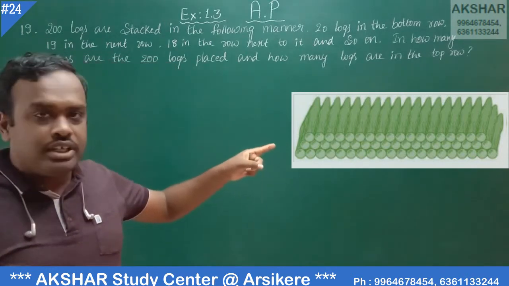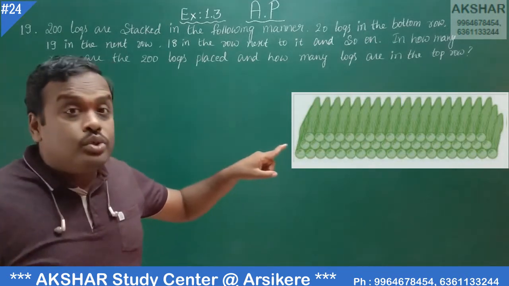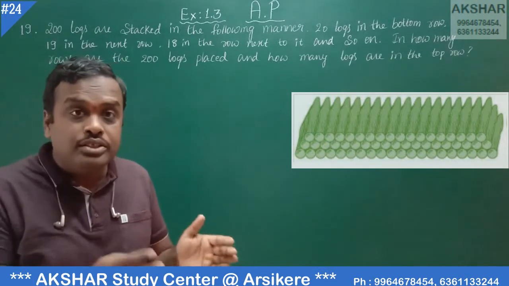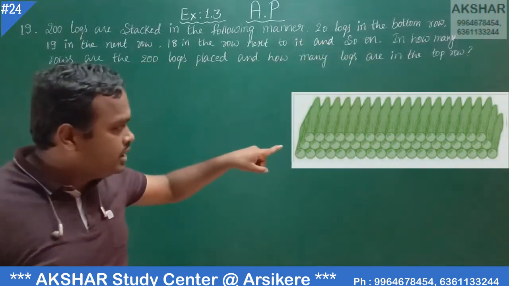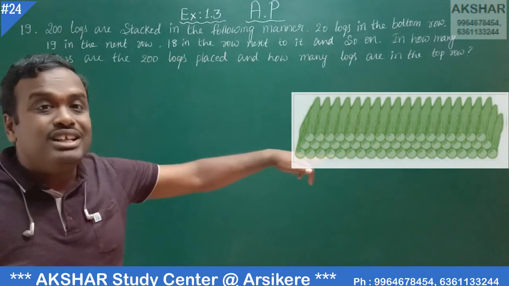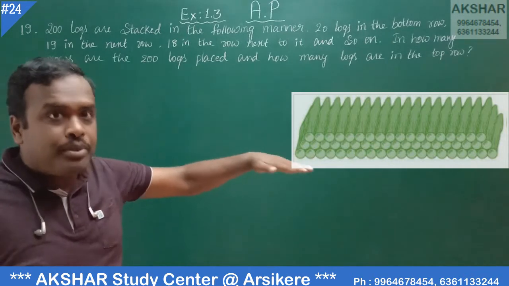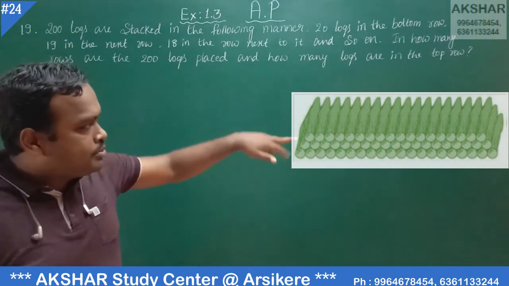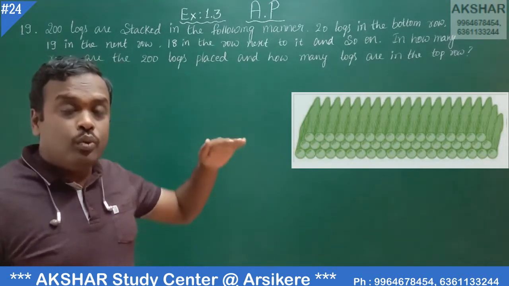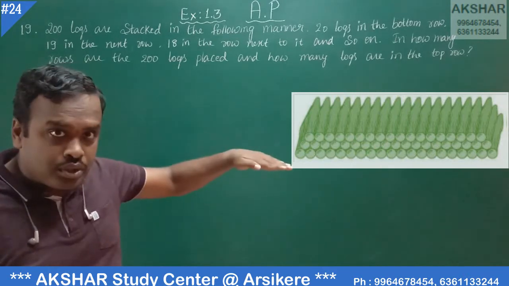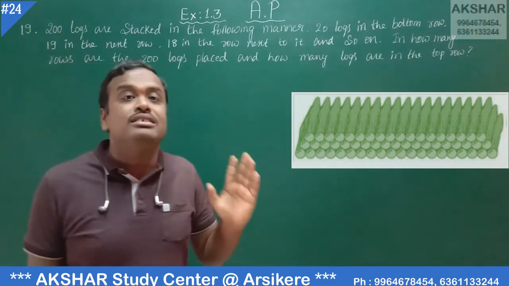Okay. See, if you observe the figure, if you observe the bottom row, the bottom line, they have placed 20 logs. And also it is given in the question, 20 logs in the bottom row. See, in the full bottom row, there are 20 logs. Okay. That is the first row. We are considering the bottom row as the first row. And you observe the second row, there are 19 logs arranged. That means one log is less when compared to the bottom row. That means in the second row, 19 logs have been arranged. That means one log is less.